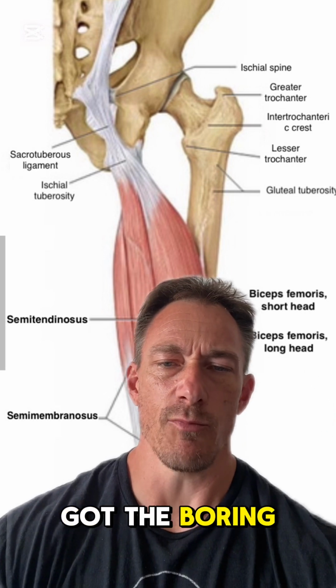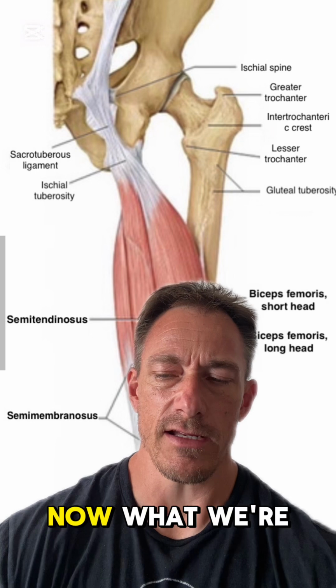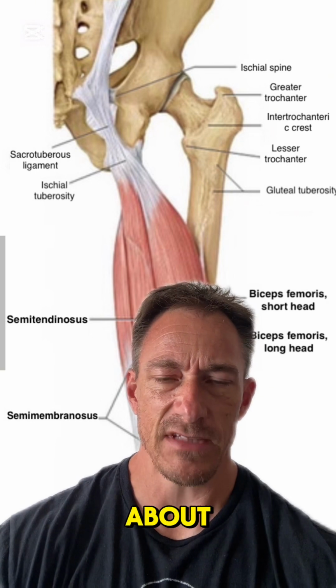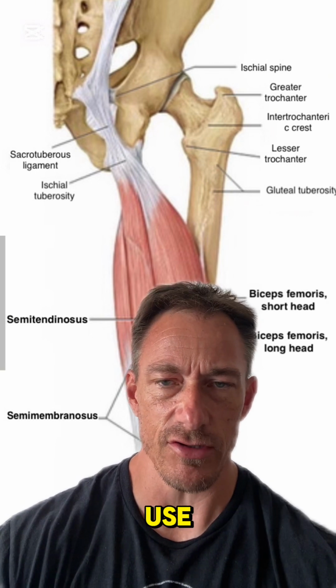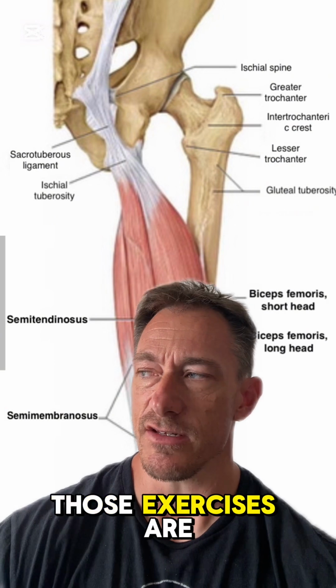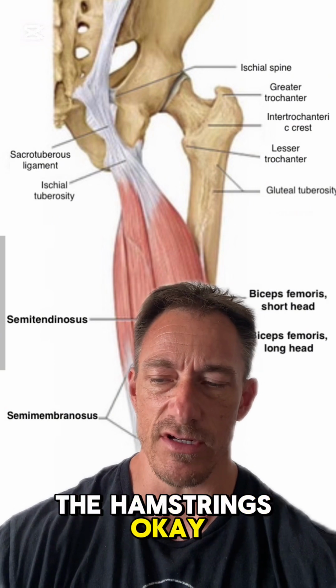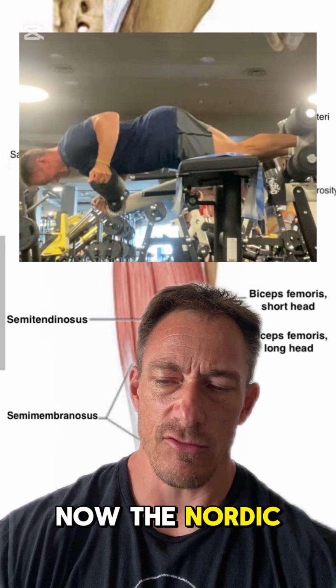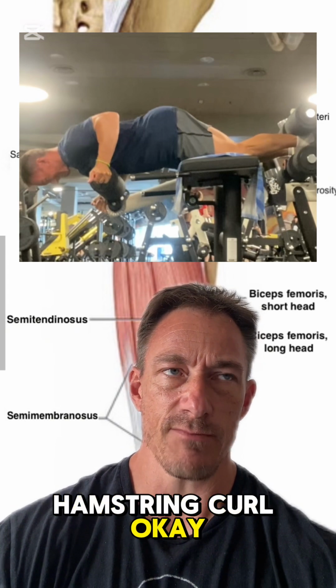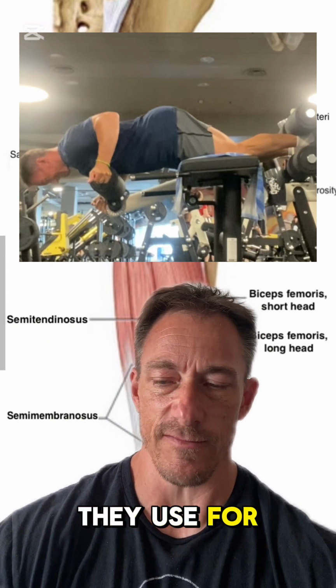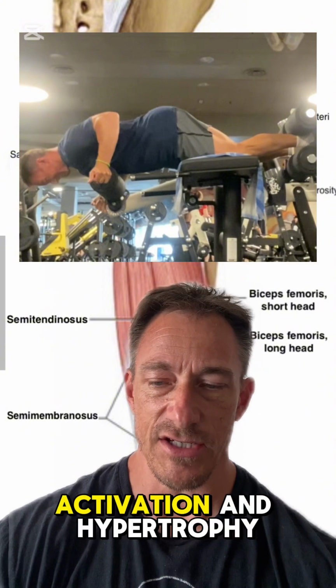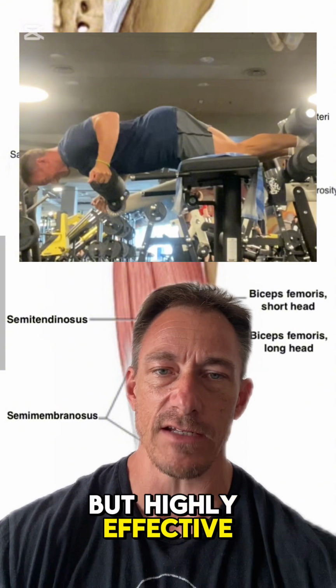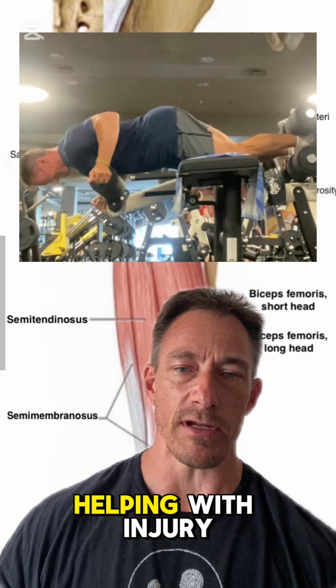Okay guys, we've got the boring anatomy out of the way. Now what we're going to talk about is the exercises that we can use and how those exercises are going to affect the hamstrings. First of all, we've got a Nordic curl pictured above. The Nordic hamstring curl is a movement used for hamstring activation and hypertrophy, but highly effective for increasing strength and helping with injury prevention.